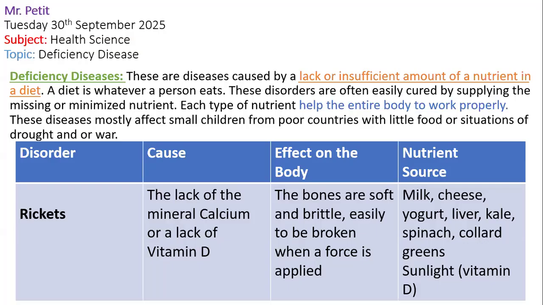Okay, so the deficiency disease rickets is caused because of a lack of what? Calcium or vitamin D? What are some sources of calcium? Milk. What else? Cheese, yogurt, liver, kale, spinach, collard greens, eggs. Yes, eggs to a lesser extent. You don't want to put eggs as your first answer.